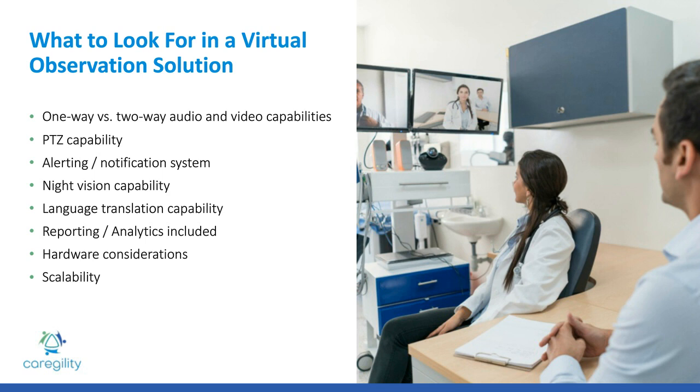Probably alerting and the notification system is one of the most important as well. It's vitally important to be able to get assistance to the room in a timely manner. My preference personally is that sole alerting communication is not done by phone only.